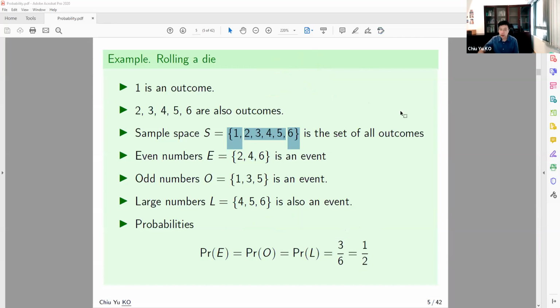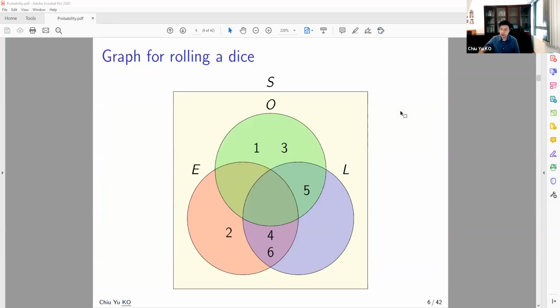So then next is to give you a graphical representation of the sample space and events. This is called the Venn diagram. Some of you, if you learn math, will notice Venn, V-E-N-N, Venn diagram. This is something very standard. This is usually the way to visualize probability or sets. Here the sample space S will contain everything, right?